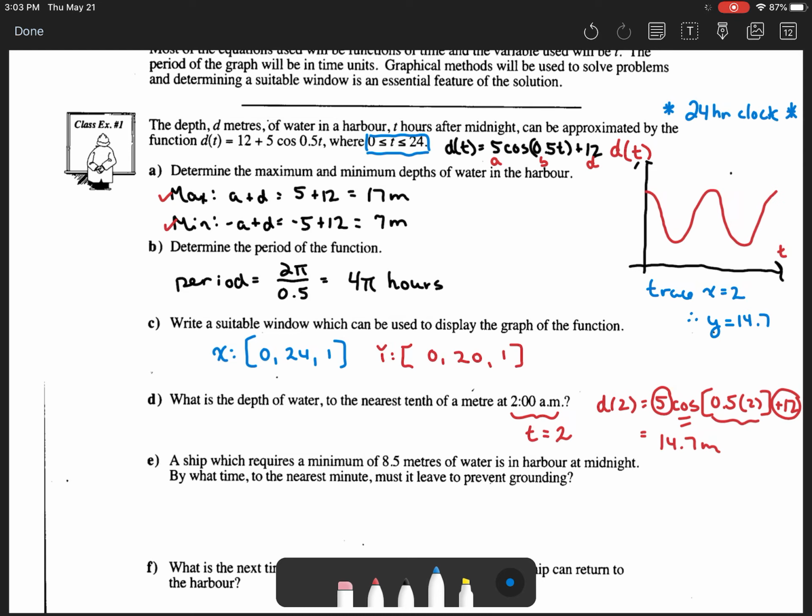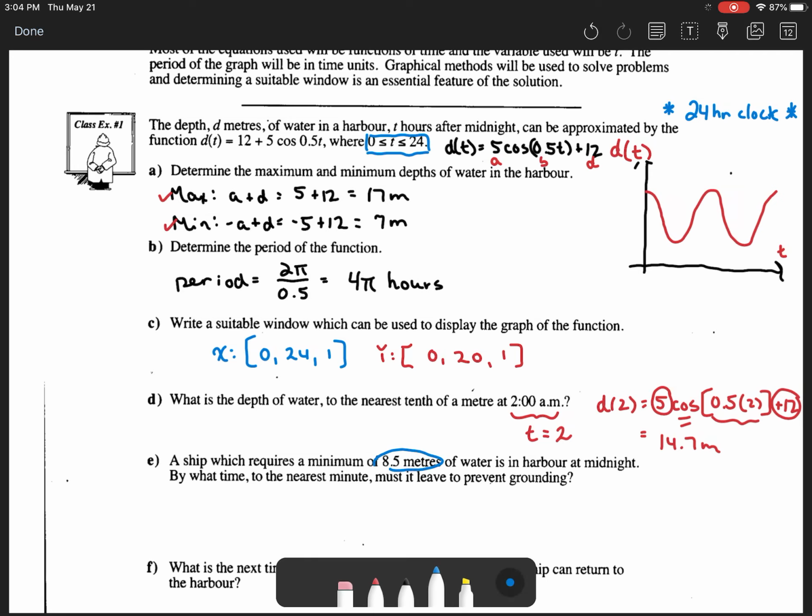Remember, with these questions, they can only kind of do one of two things: give you an x value and ask you for the y, or give you the y value and ask you for the x. So in D, the one we just did, they gave me the x value, which is the t in this scenario, and they asked me for the y value, which is the depth. Now in E, this is what they're going to ask me. They're going to go the other way. It says a ship requires 8.5 meters of water. It is in the harbor at midnight. By what time to the nearest minute must it leave to prevent grounding?